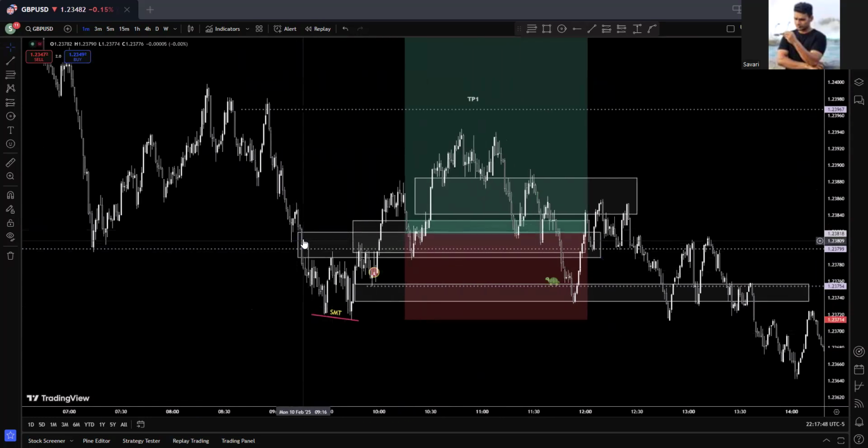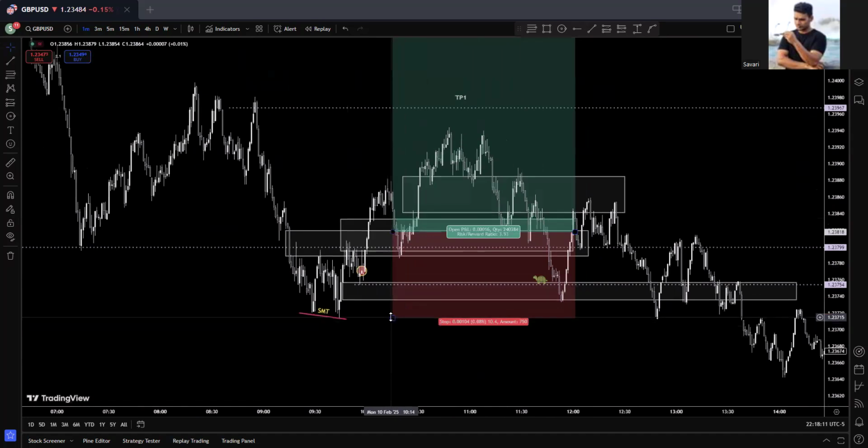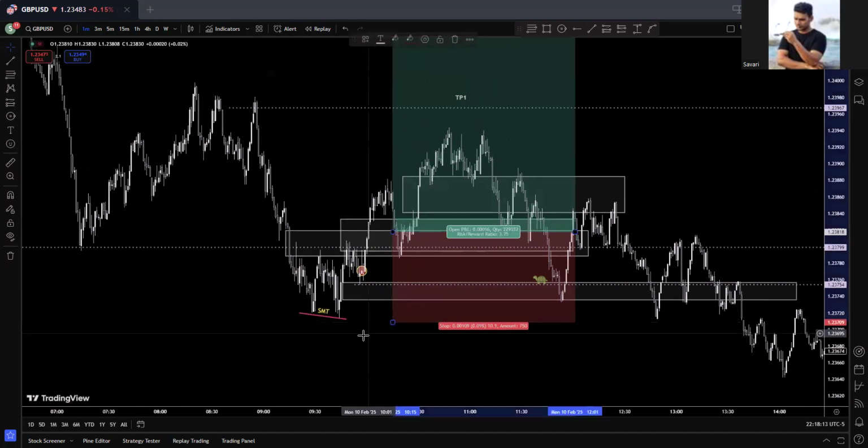So this is the fair value gap recently put in from the seller's side. As soon as this gets flipped, I was more bullish. Once the price approaches this level, I put one limit order here, and my stop loss was right here. I put my entry here and put my stop loss at this low. This is my stop loss.